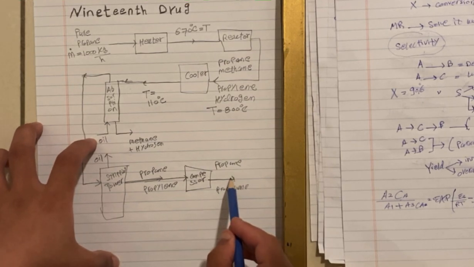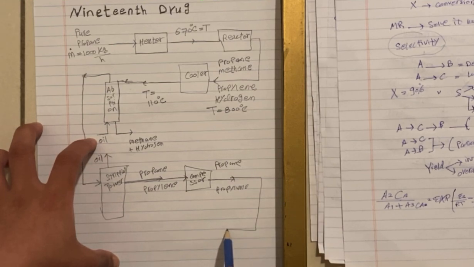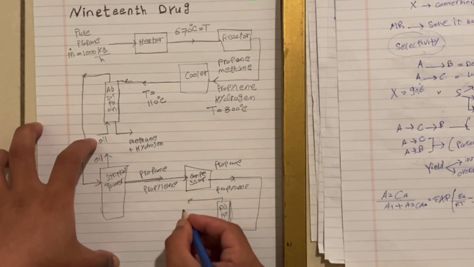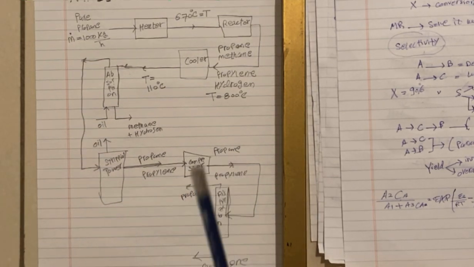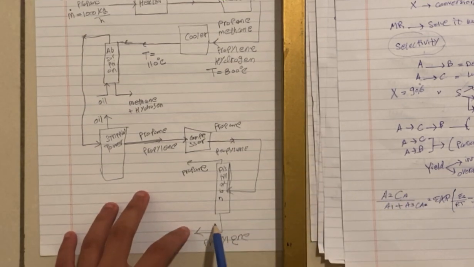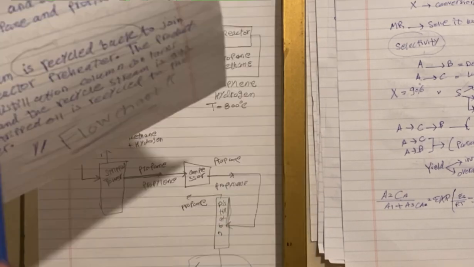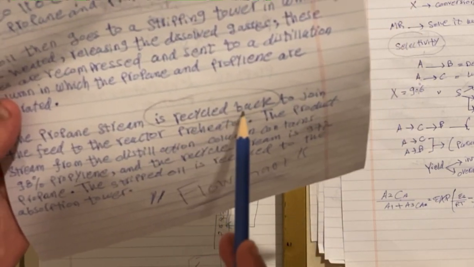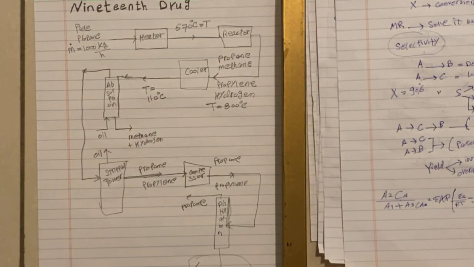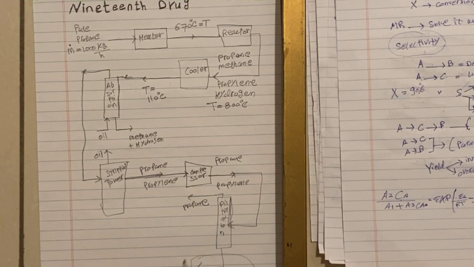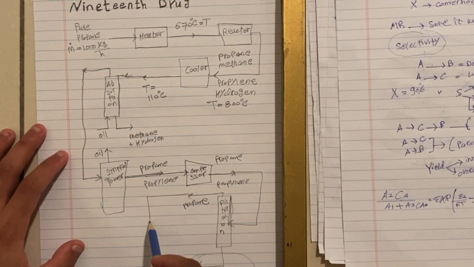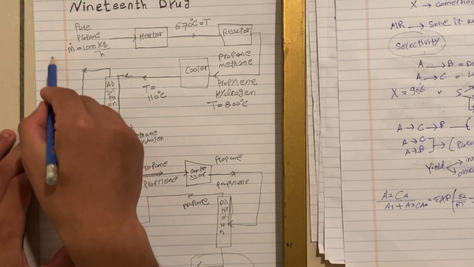This propane and propylene will go to a distillation tower or distillation column, and then we will have propylene, and in the top we will have propane. That is the end of the process. This is in order to have propylene component alone. That's what we want. That's our objective. We want propane dehydrogenation into propylene. The propane stream is recycled back. Which propane stream? This one, propane stream, is recycled back to join the feed to reactor heater. We'll go all the way here.